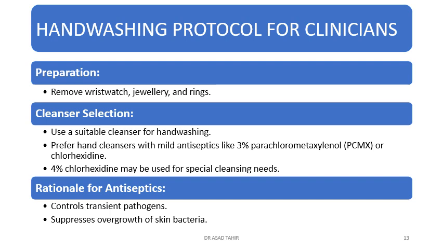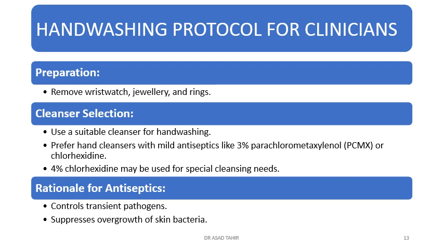Handwashing protocol for clinicians. Preparation. Remove wristwatch, jewelry, and rings. Cleanser selection. Use a suitable cleanser for handwashing. Prefer hand cleansers with mild antiseptics like 3% perchlorometaxyl, PCMX, or chlorhexidine. 4% chlorhexidine may be used for special cleansing needs.